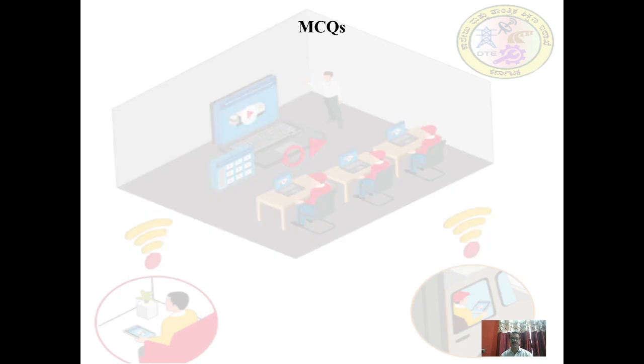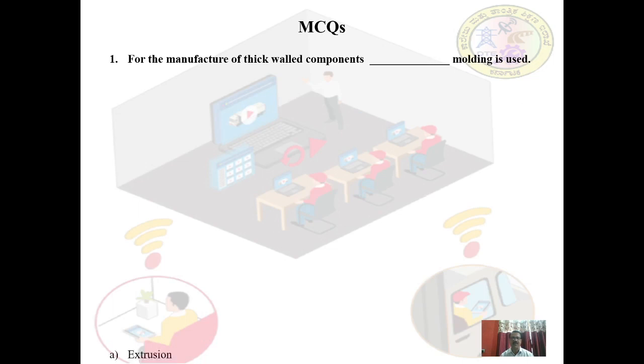Next, we'll see some of the MCQs. Question number one: for the manufacture of thick-walled components, dash molding is used. Options are A. Extrusion, B. Blow molding, C. Compression molding, and D. Injection molding. The right answer is C, compression molding.